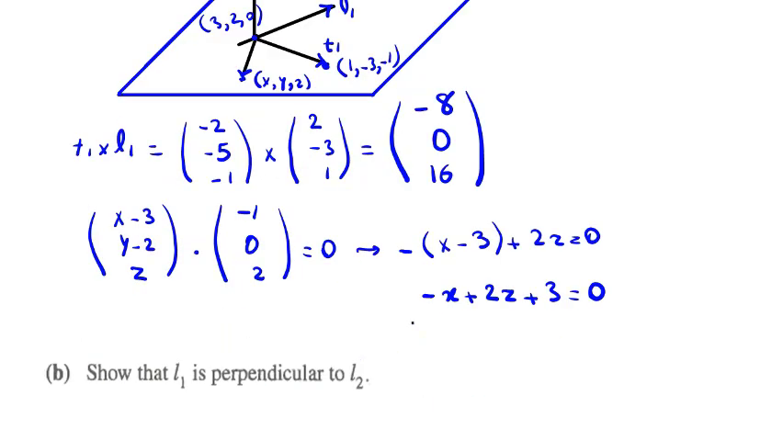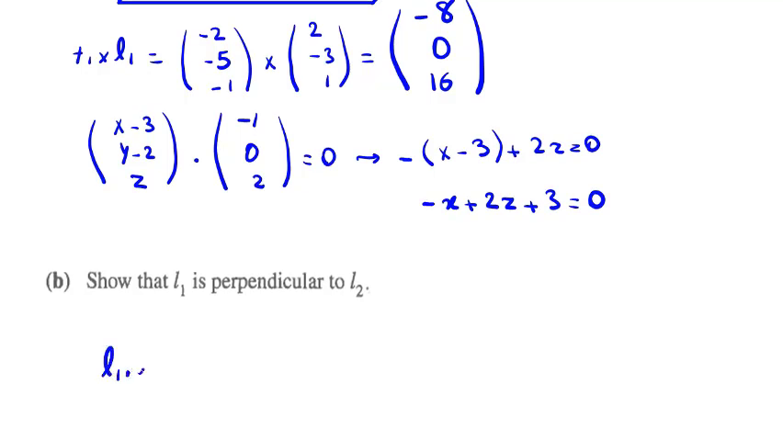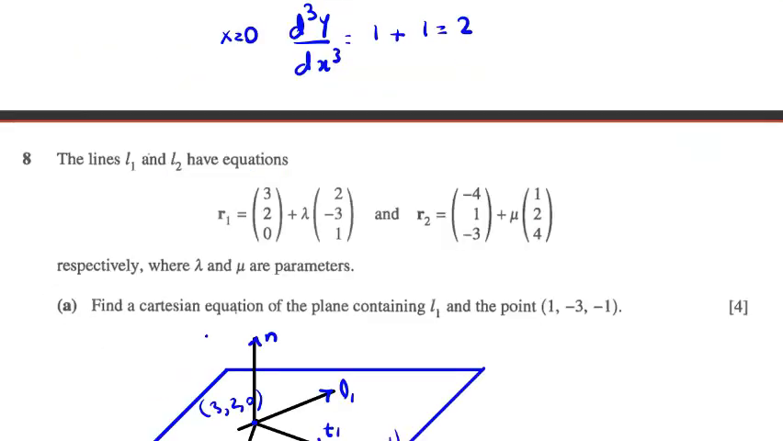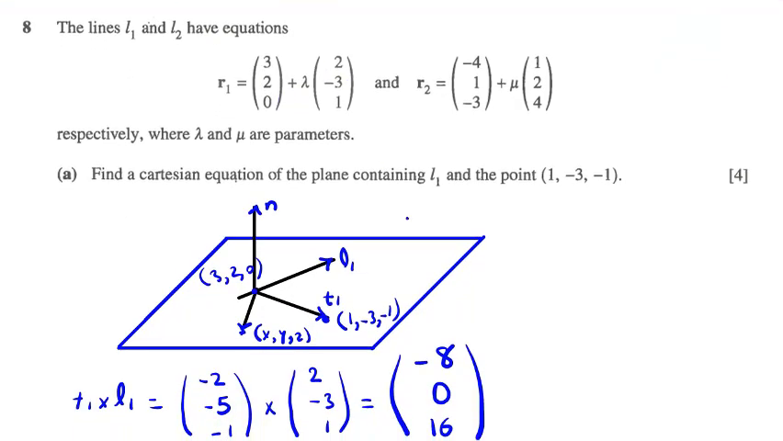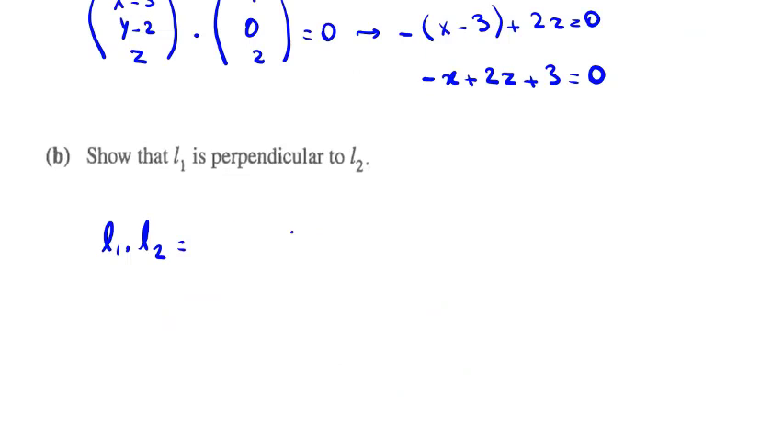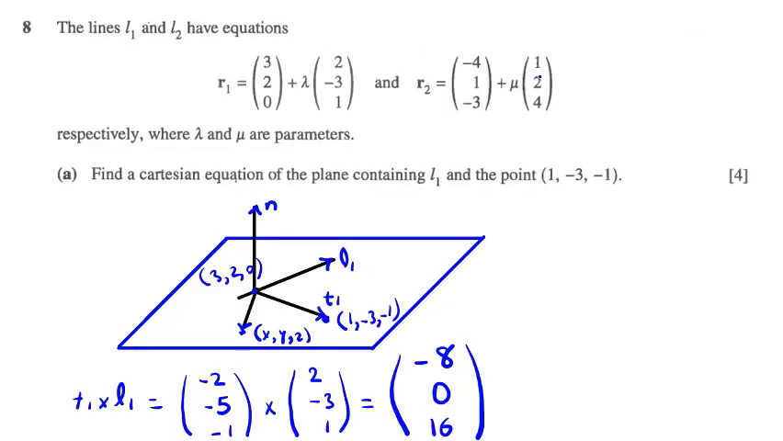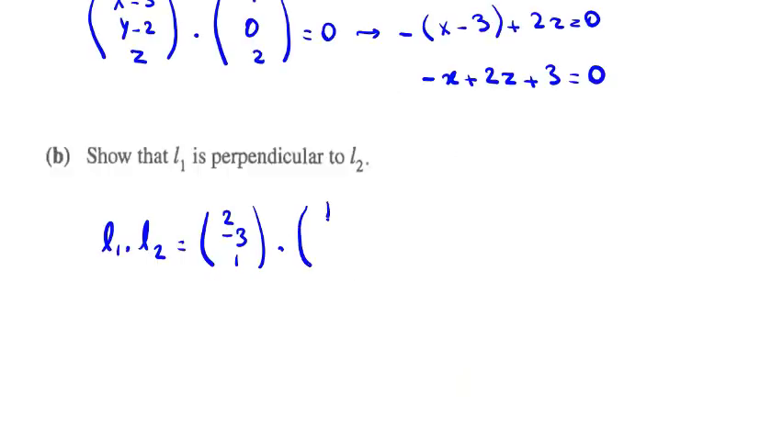Part B, show that L1 is perpendicular to L2. So we should prove L1 dot L2 equals 0. We consider here (2, -3, 1) dot (1, 2, 4), which equals 2 times 1, 2, negative 3 times 2, negative 6, plus 1 times 4, 4. So 2 minus 6 plus 4 is 0.